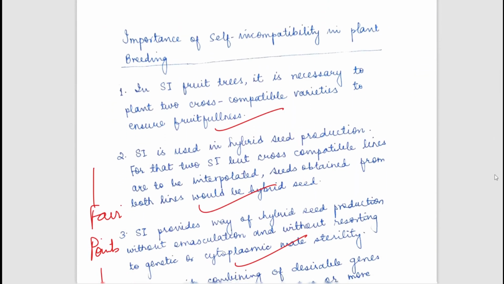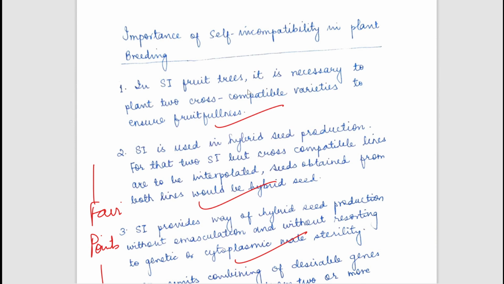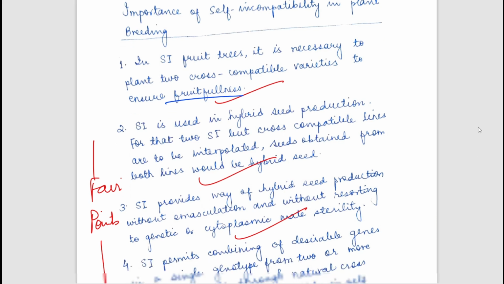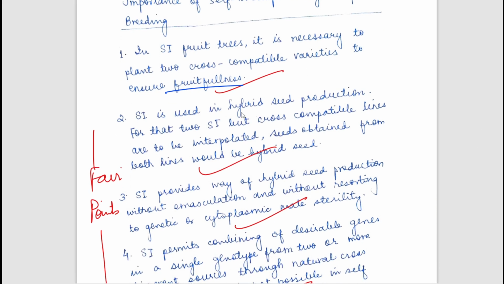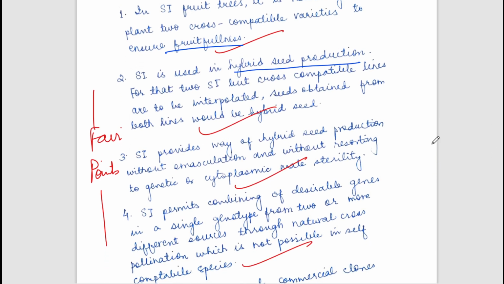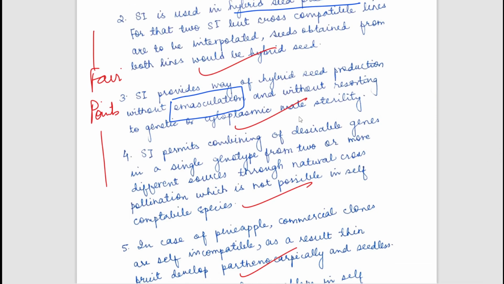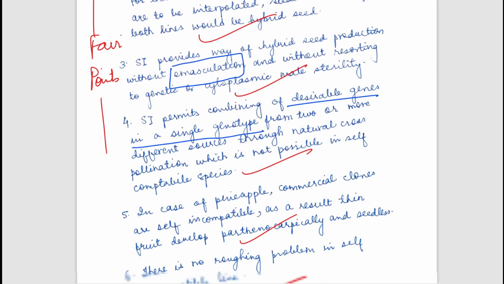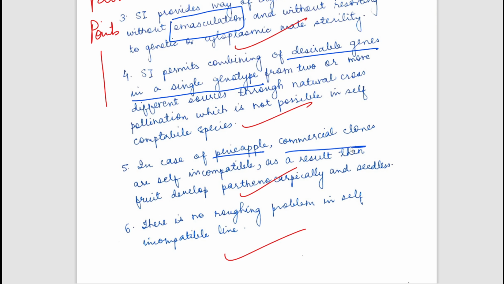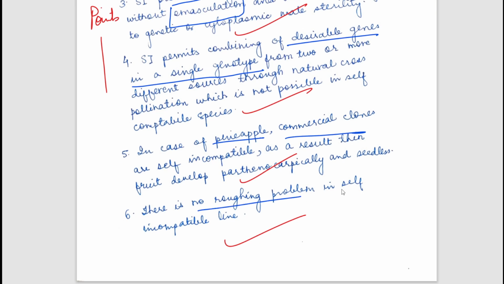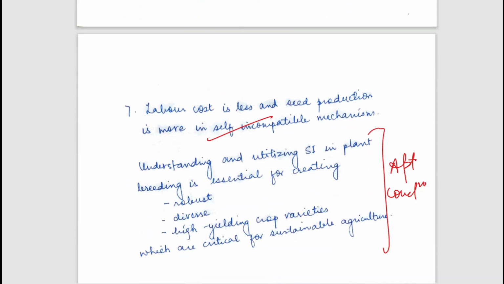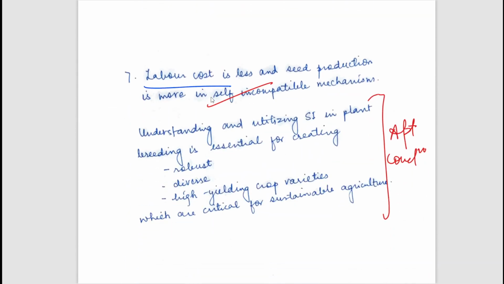Now, what is the importance of self-incompatibility? It ensures fruitfulness. It is very helpful in hybrid seed production, because it eliminates the need for emasculation, as there are no problems of self-pollination because of self-incompatibility. It permits combining of desirable genes in a single genotype from two or more different sources. So these are some of the advantages. In pineapple, commercial clones can be made. There is no rogueing problem in a self-incompatible line. Labor cost is less. These are very well written answers. You can pause the video and read these answers if you want to.